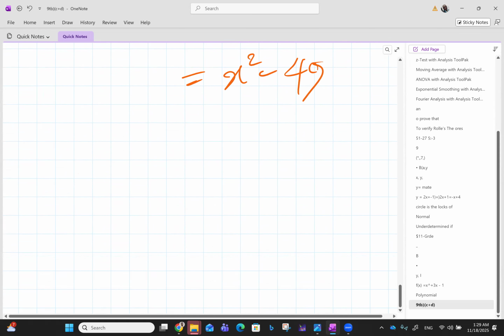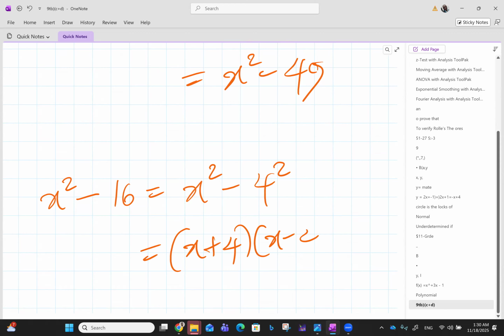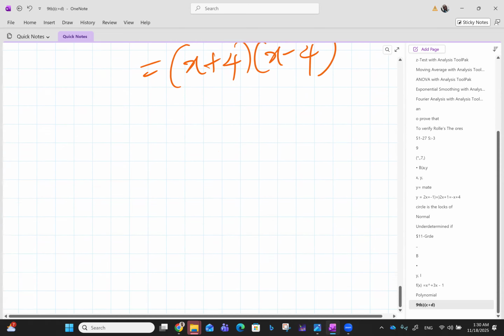In the same way, if you see x squared minus, say, 16, that's simply x squared minus 4 squared. And once you can do this, that will just be x plus 4 into x minus 4 easily. In fact, it can even get trickier.